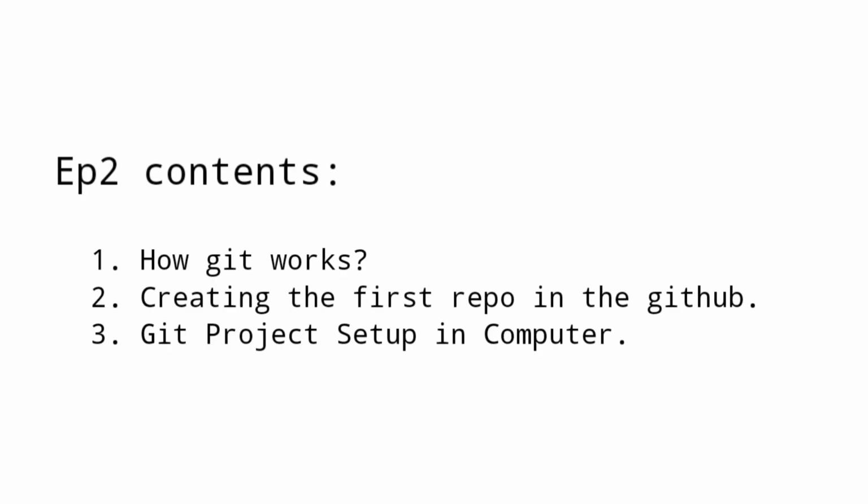So let's see what we are going to see today. First of all, I will explain how Git actually works. In the last episode, we saw what Git is and why we are using it, but now we are going to see in depth how Git actually works. After that, I will show you how to create the repository in GitHub. Then we do a project setup on our computer so that we can use Git in that project. So let's get started.